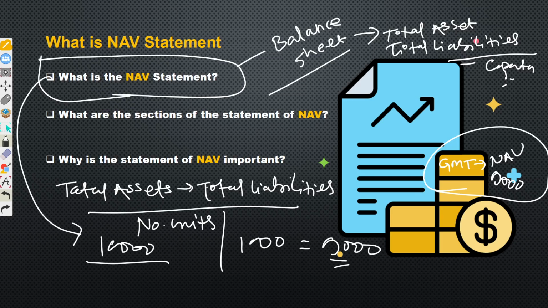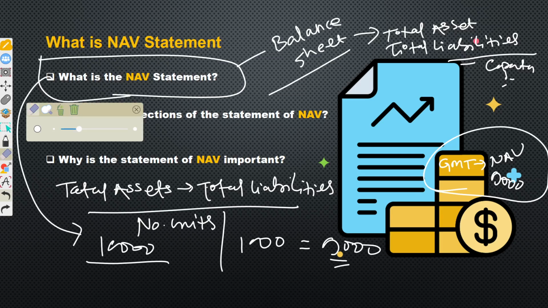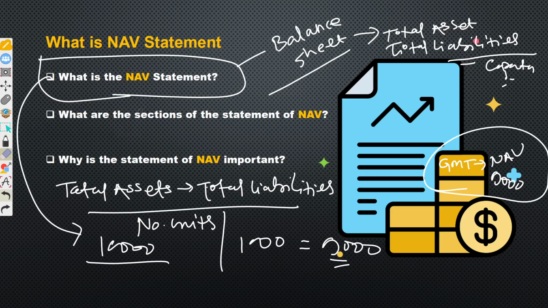All right. And why is the NAV statement important? The NAV statement is important for investors, government bodies, and stakeholders. Let's say you're an investor looking for investment in XYZ fund. That NAV history or NAV statement will help you understand how the fund performed in the last 10 years, or maybe in the last 2 years, or the last 1 year. So on the basis of that, you can take investment decisions.